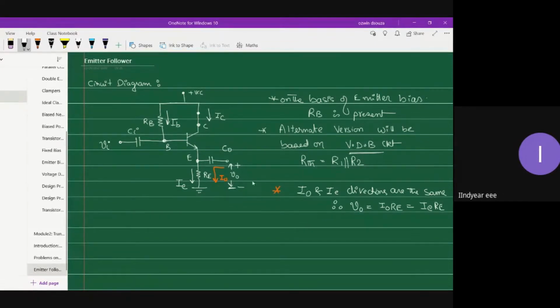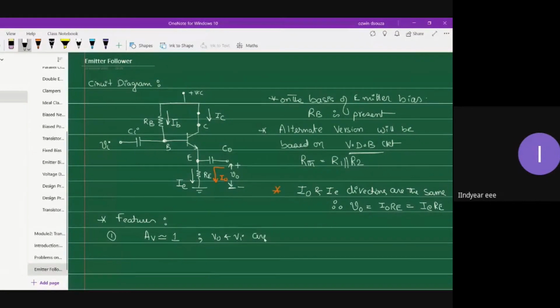So this is the observation which holds good for an emitter follower circuit. Right. So that being said, let me tell you some features about emitter follower, before taking up the analysis. First feature, as I have told you, is that the voltage gain approximately remains 1. That means to say V naught and Vi are in phase and identical, you can say.